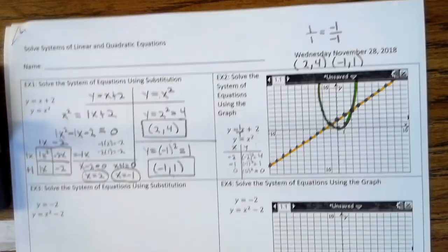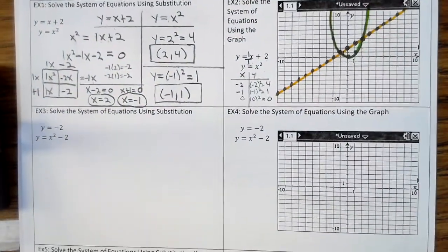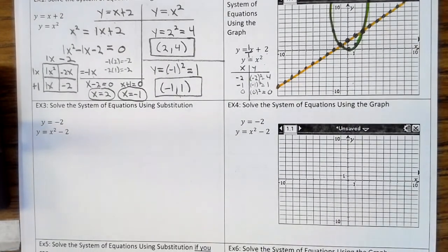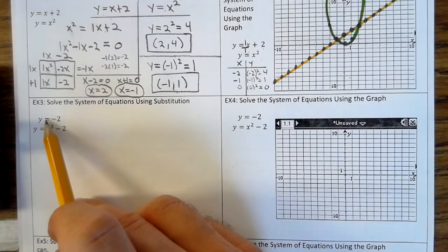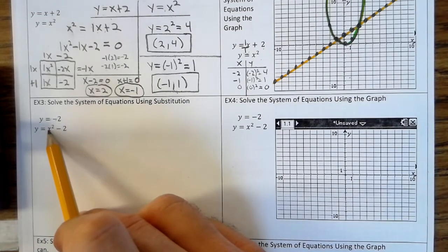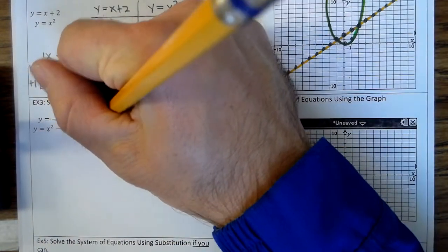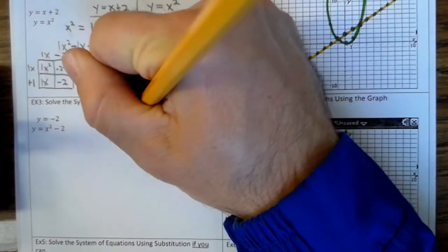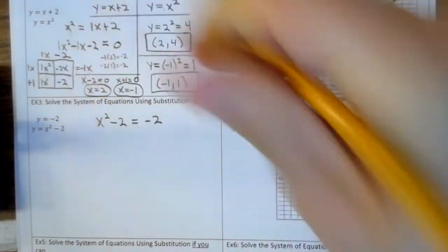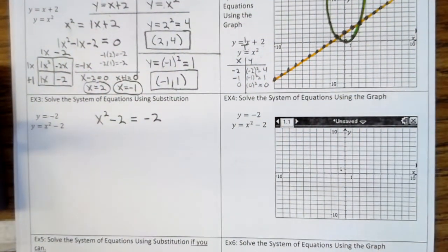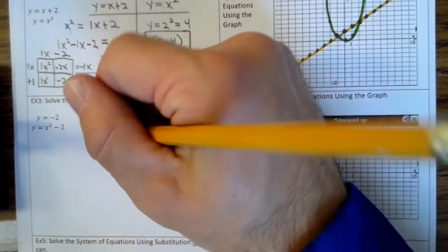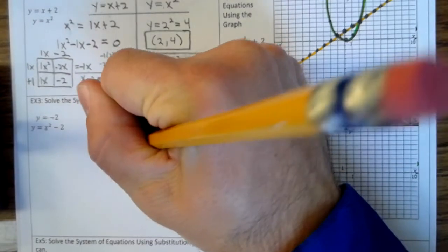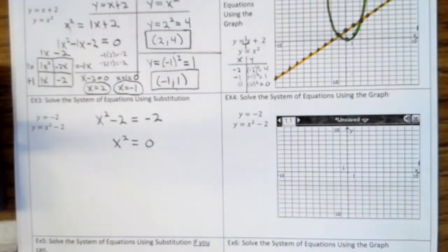All right, let's take a look at example 3. All right, solve by substitution. Now you can see automatically that they're both equal to y, so we can set them equal to each other. So we can start off by saying x squared minus 2 equals negative 2. So then we solve for x. So we add 2 to both sides. So x squared equals 0.